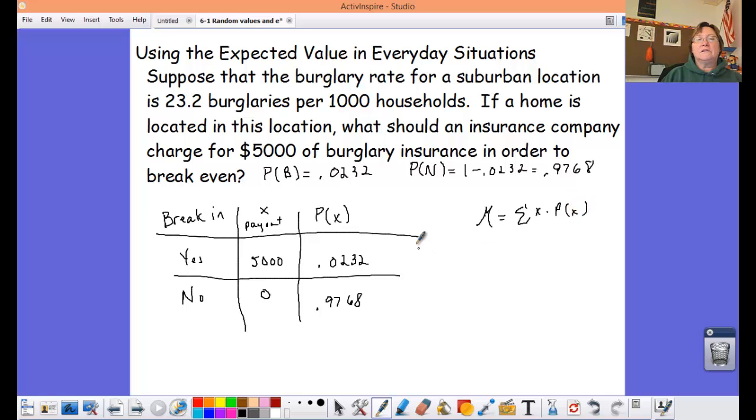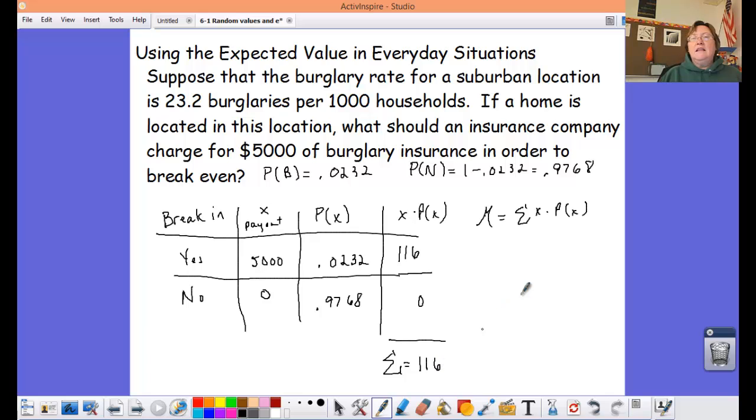So let's just think about that quickly. X, P of X. 5,000 times 0.0232 is 116, and well, this is easy. 0 times that is still 0. That means that the sum of our XPXs is 116, and the break-even cost of a policy ought to be $116.